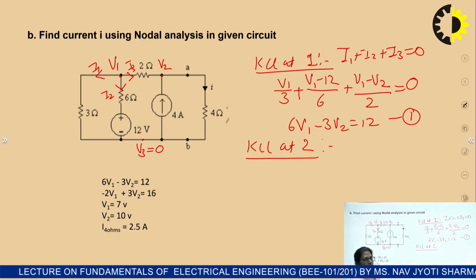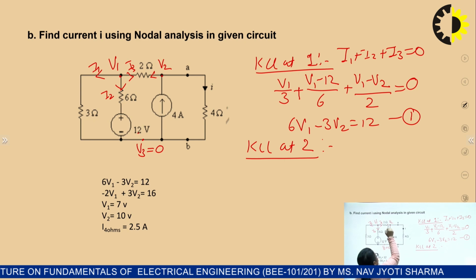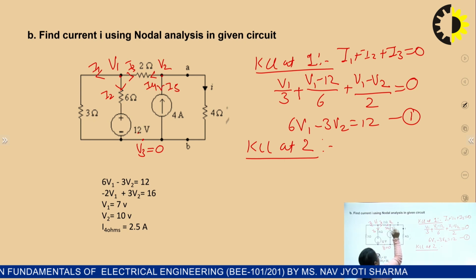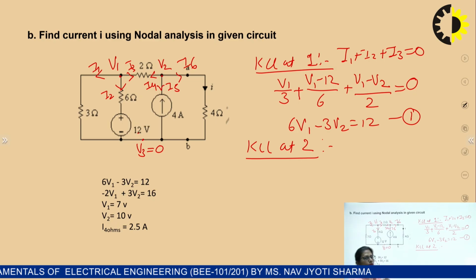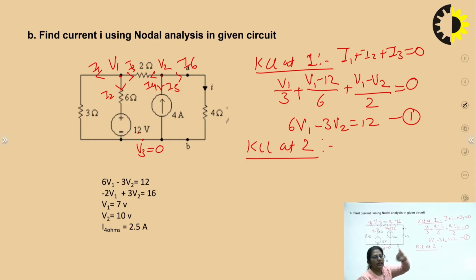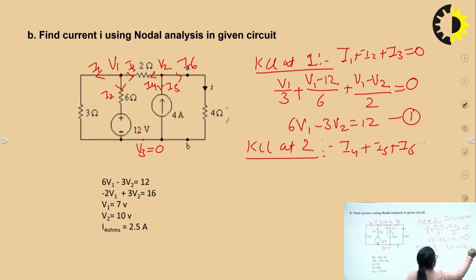When we apply KCL at junction 2, once again we have 3 branches, I4, I5 and I6. Although I know that I4 is equal to minus I3, and I may write it that way as well, for simplification and no confusion, this is a different junction, so we write it with different names, I4, I5 and I6. Once again, I am considering V2 at highest potential, so all the currents will be flowing outward from this junction. So we'll have I4 plus I5 plus I6 is equal to 0.